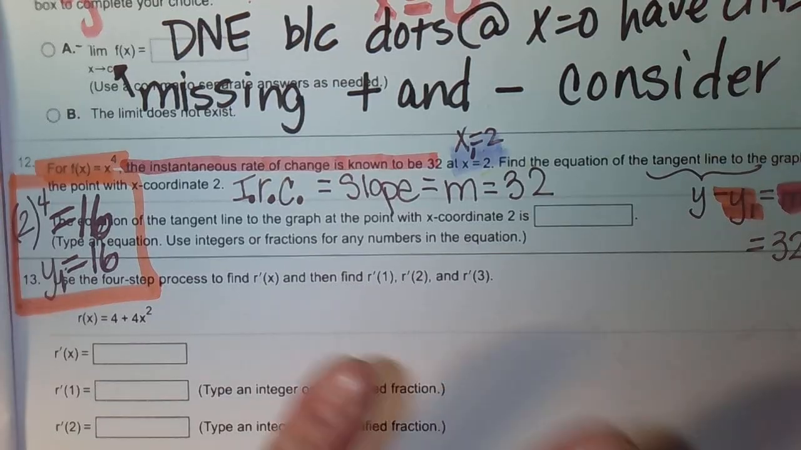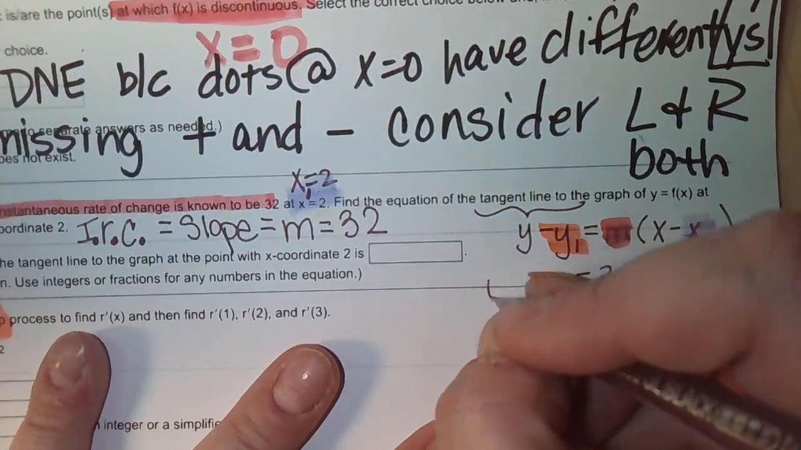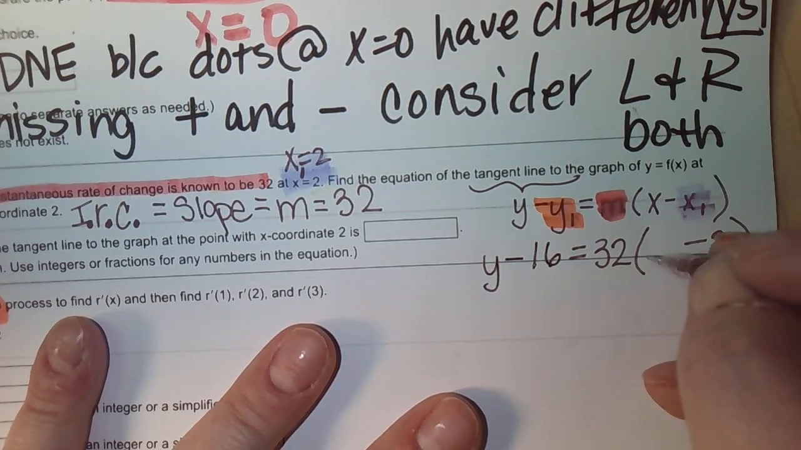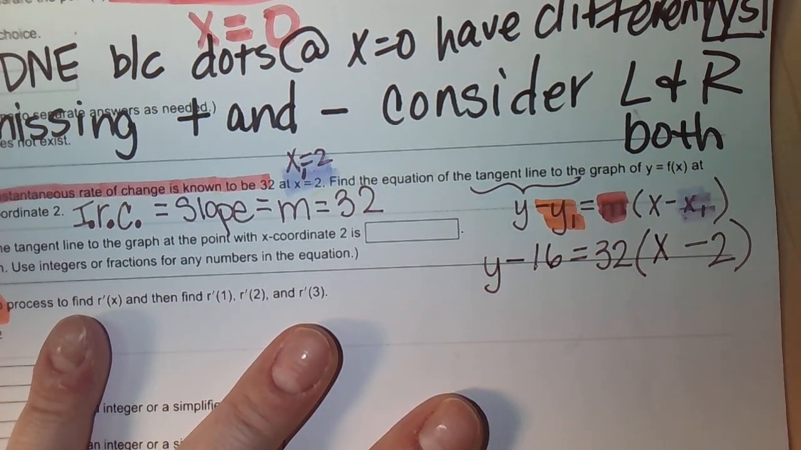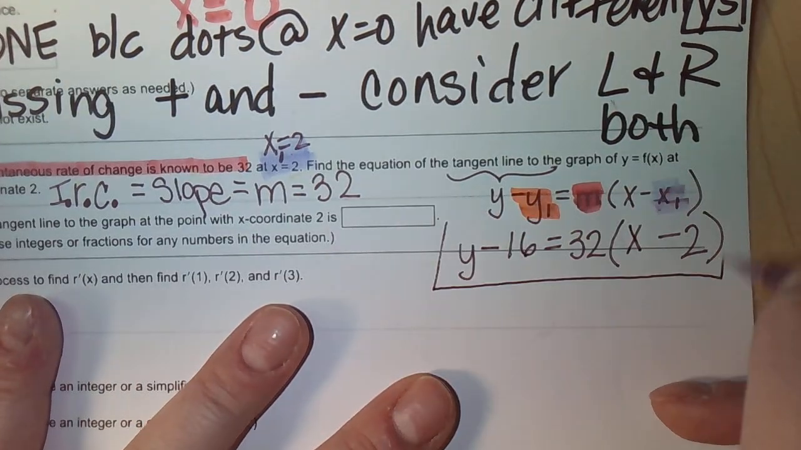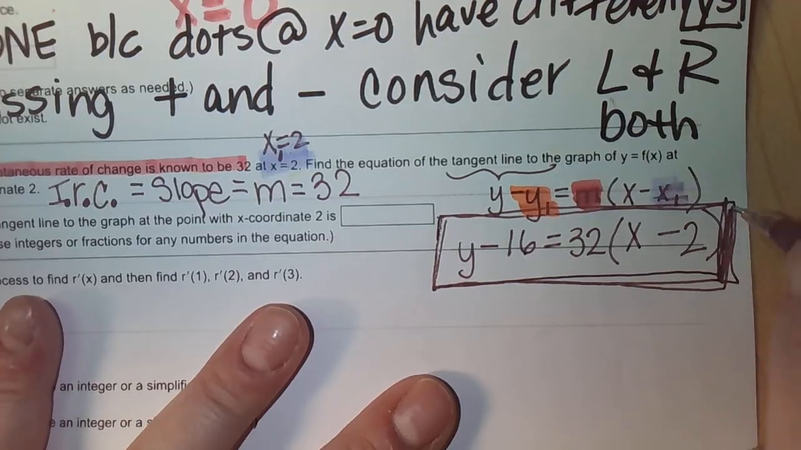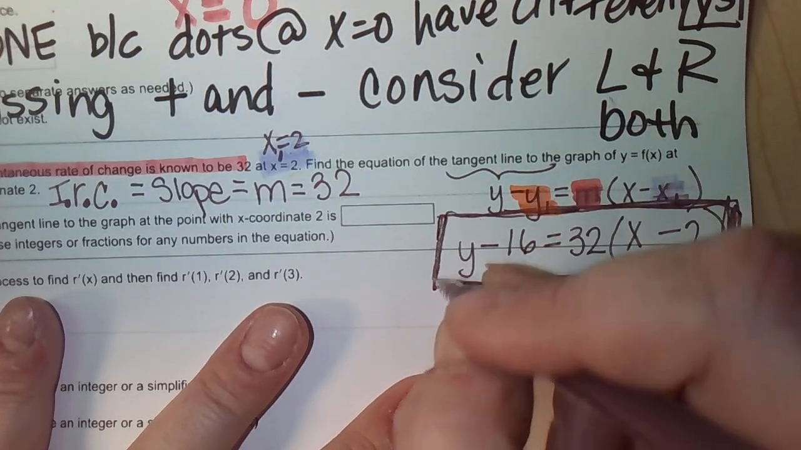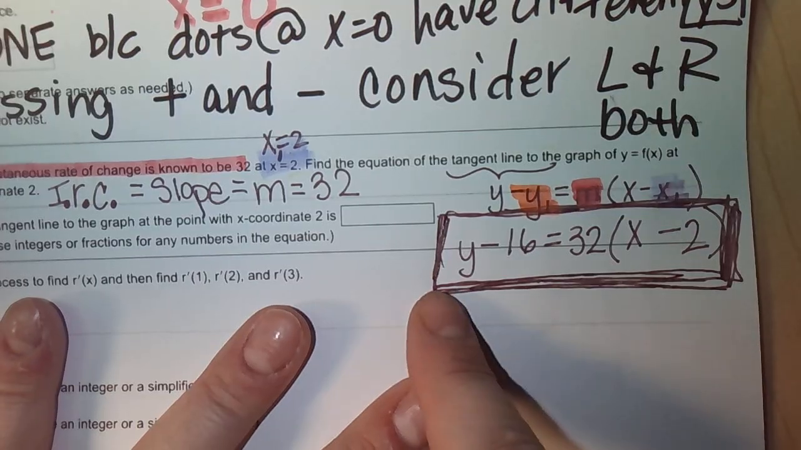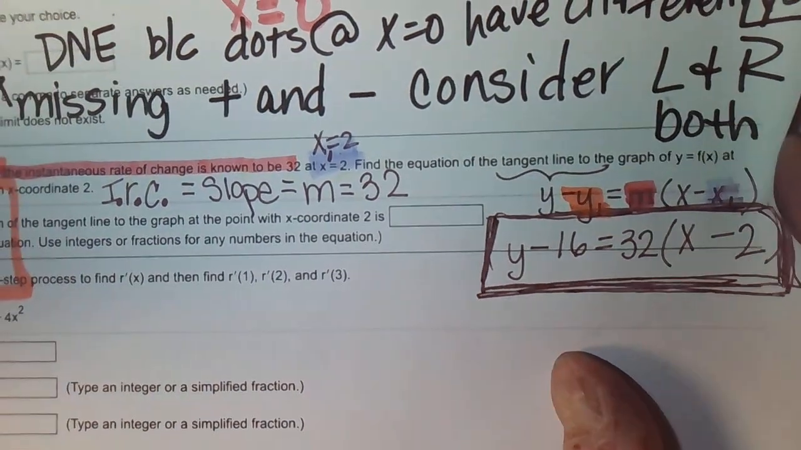Okay, so now let's replace the y1 with 16. So we're going to have y minus 16 equals 32 parentheses x minus 2. And you can type it in just like that. You don't have to finish it. It might count it wrong at the beginning, but then I'm going to go back and hand grade it and give you it correct. So you do not have to make this y equals.